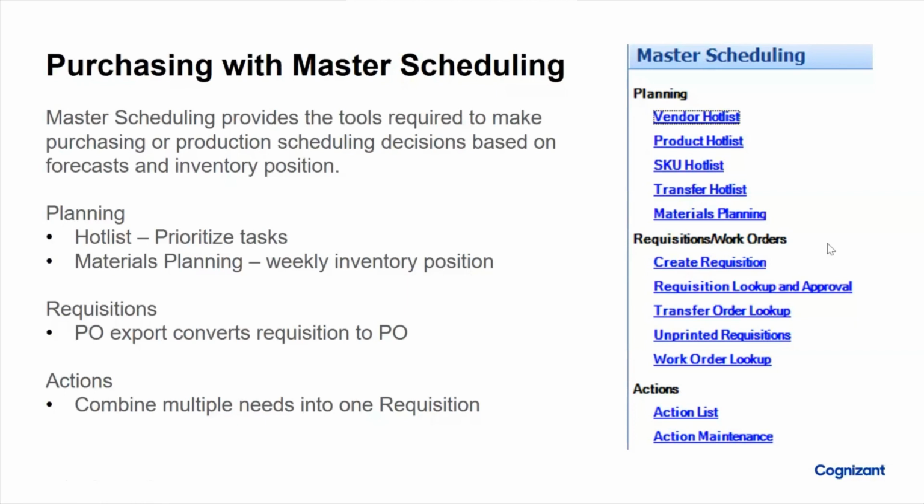There's really three main categories within the master scheduling section here that you see on the right hand side. So first is the planning category, which contains the various hot lists that you can access and look at on a day-to-day basis to really help you with prioritizing your tasks. We also then have the link to the materials planning screen, which is going to bring you directly into the inventory grid and view. Under the requisitions, we're going to take a look at creating a requisition from our system and exporting that back into your warehouse system for PO creation. And then we'll also be taking a look at our actions and the action list where you can combine multiple needs into that single requisition.